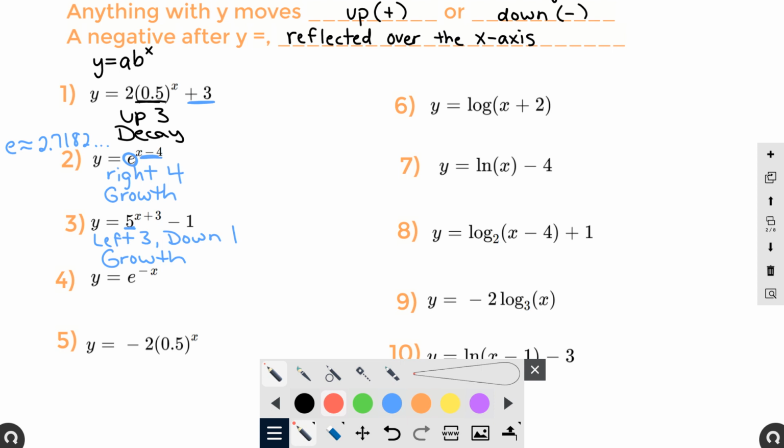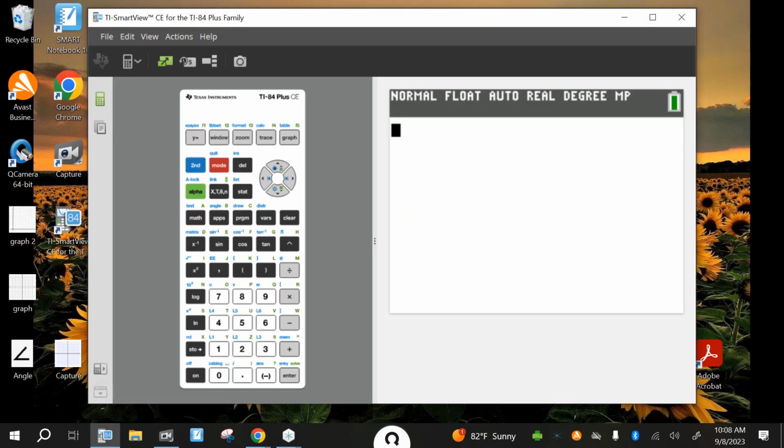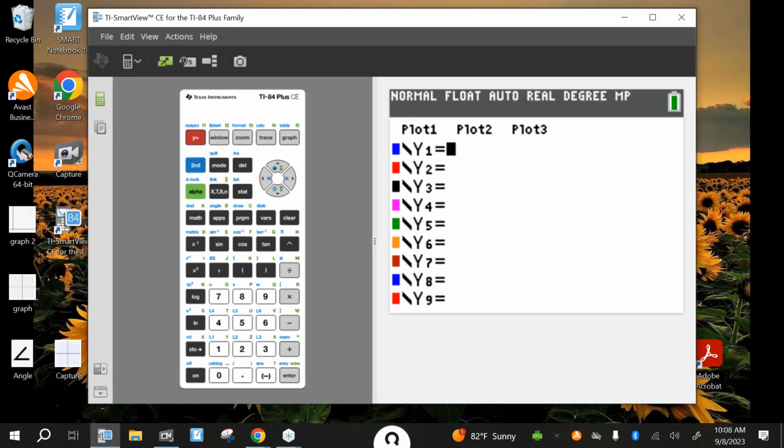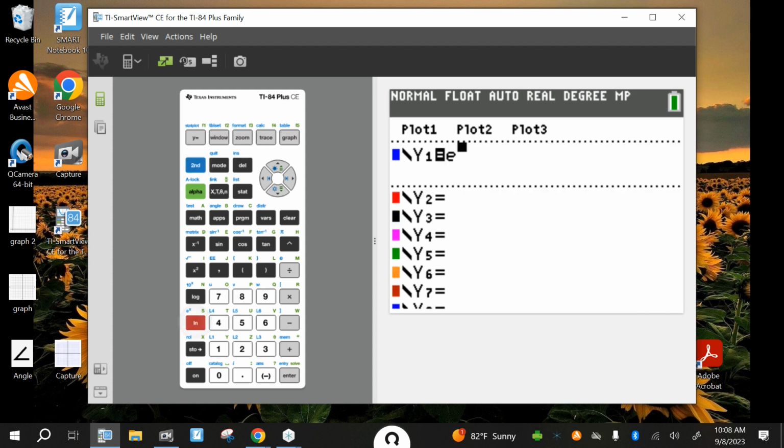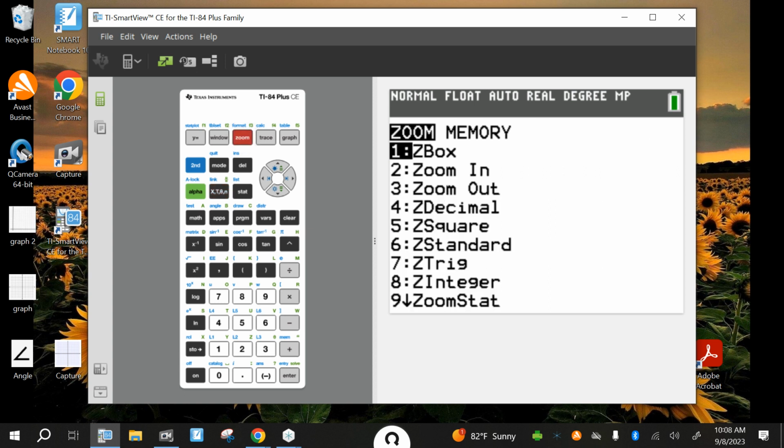Put it in the calculator. Let's graph it and see what it looks like. So everybody open up those calculators. Go to y equals and let's type in our function e to the negative x. Now to make sure we all have the same picture, how do we adjust our calculator to get back to the standard screen? Zoom 6.